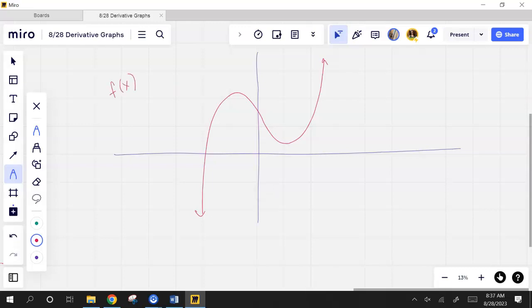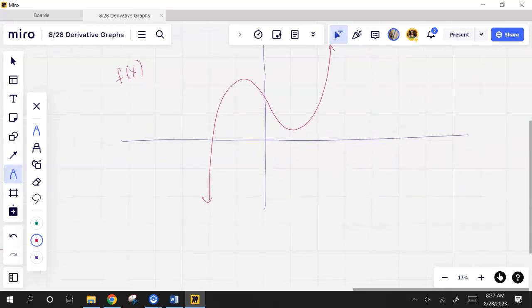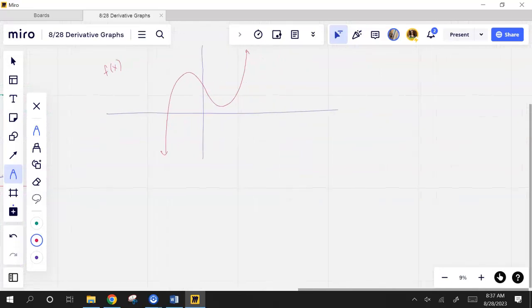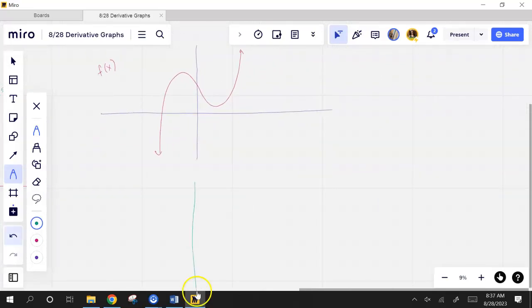Graph the derivative. If that's f of x, take a minute on your paper and see if you can graph the derivative. Now this one's not going to be exact, right? Because I don't have exact points.